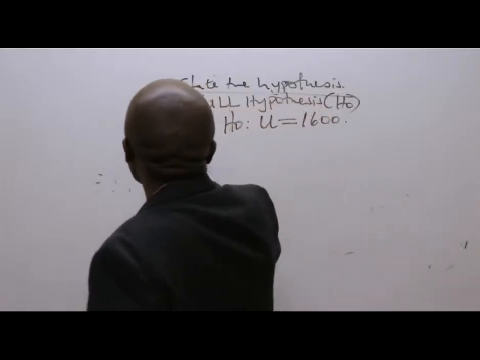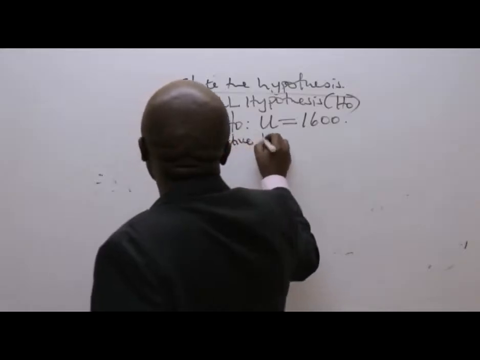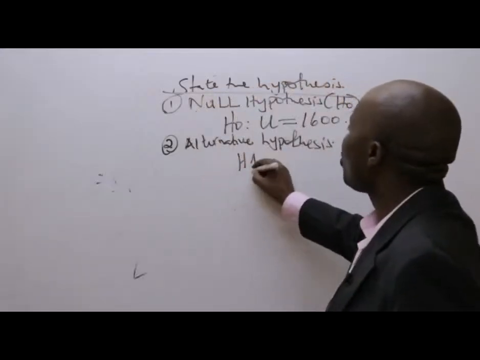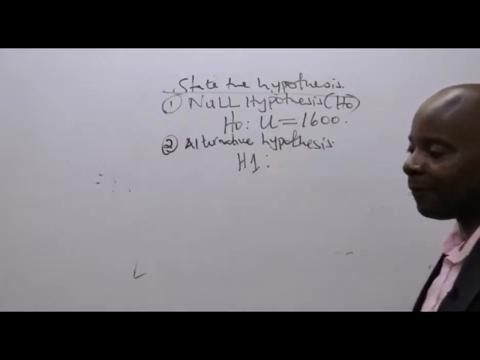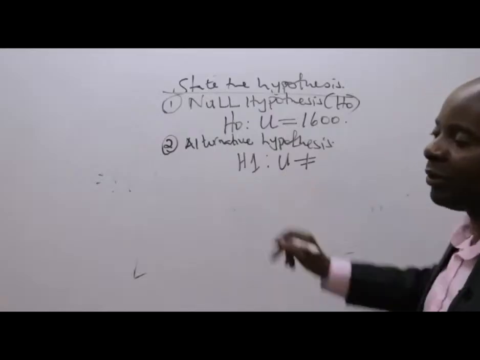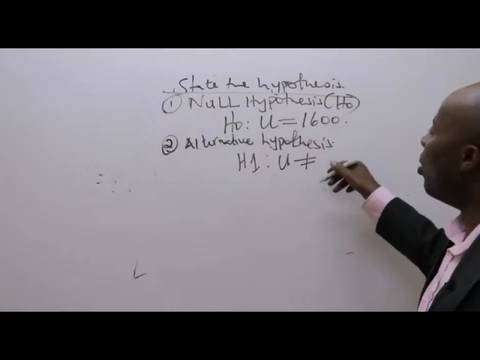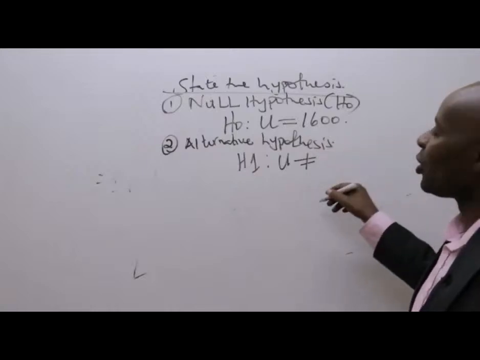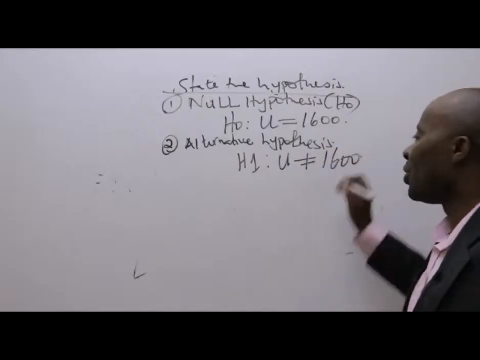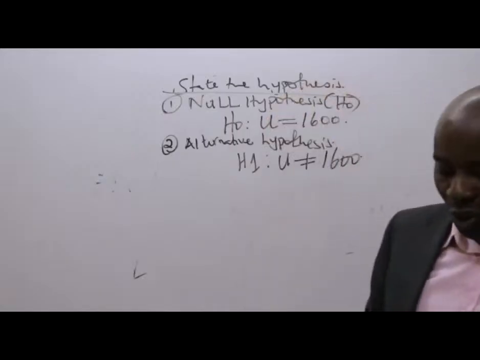So we have what we call the alternative claim or alternative hypothesis, which we shall denote as H1. Mu stands for the mean. Our lifetime here could be either more or less than 1600, so our population mean is not equal to 1600.